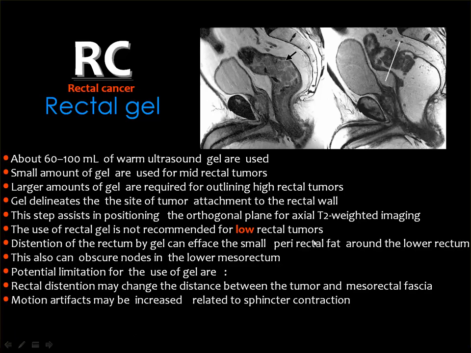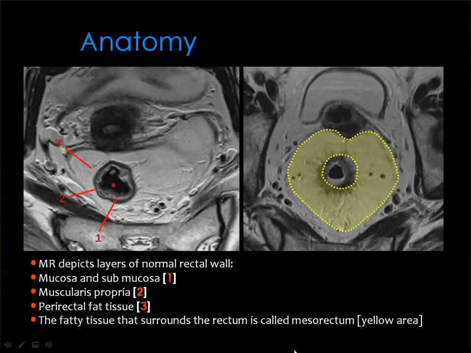The gel is not used for lower rectal cancer because the distension of the rectum by the gel in this area may obliterate the small perirectal fat, and this may also obscure the mesorectal lymph nodes. Among the potential limitations of gel in general, rectal distension may change the distance between the tumor and the mesorectal fascia, which is an important predicting factor for tumor management. Motion artifacts may also be increased due to sphincteric contractions.